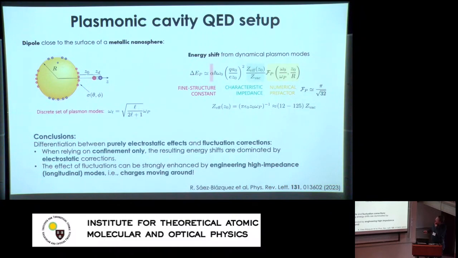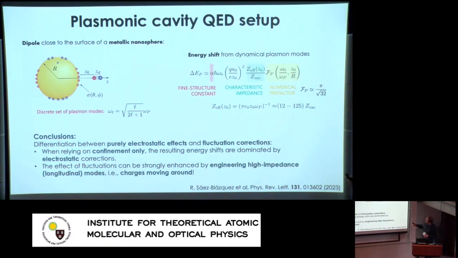So with this approach, we can really look in detail to differentiate between purely electrostatic effects and fluctuation corrections. And the first thing we found, which is similar to things we also heard yesterday, is that if we look at just the free space or the transverse photon modes, the resulting energy shifts are really small, and the rest is electrostatics.